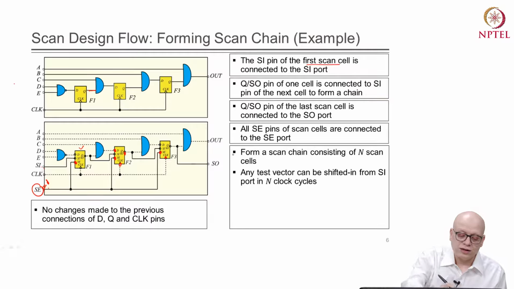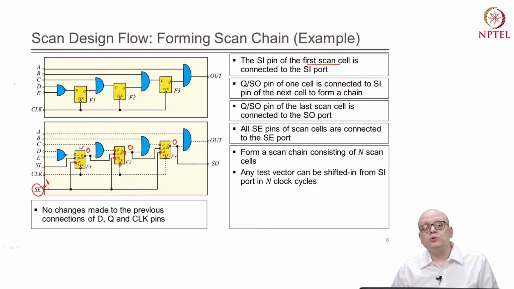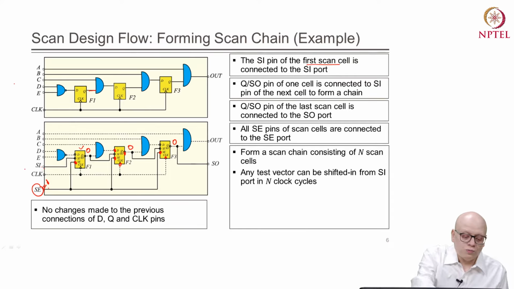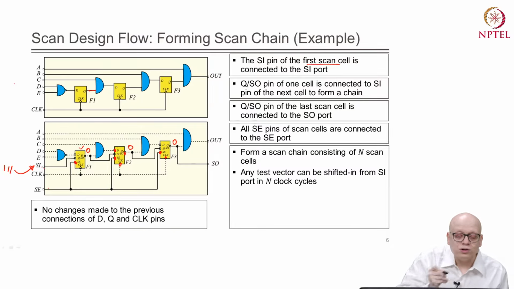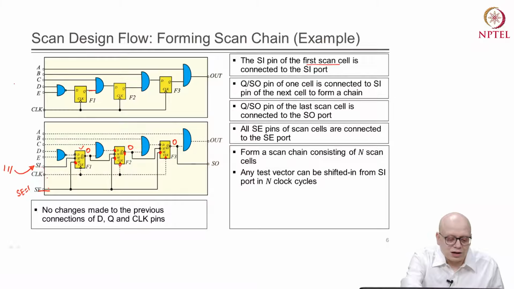Let us assume that the Q was 0, 0, 0. Now, if we want to make all of them 1, 1, 1, how many clock cycles will we require? We will apply a sequence of 1, 1, 1 at the scan input, make scan enable equal to 1, and allow the clock to trigger all these flip flops.